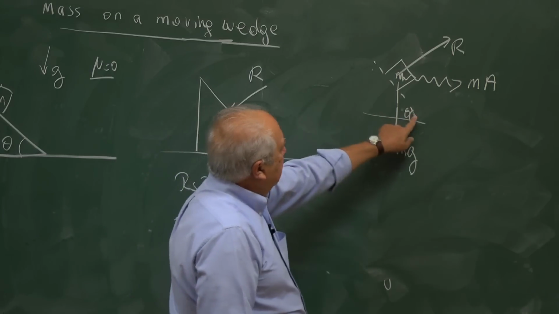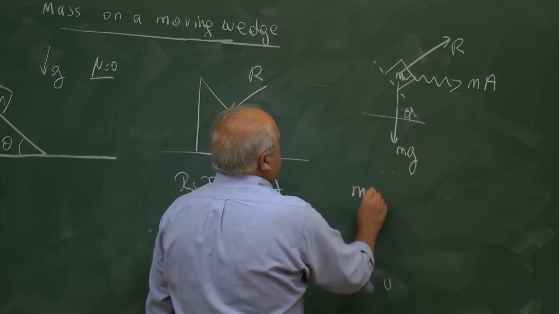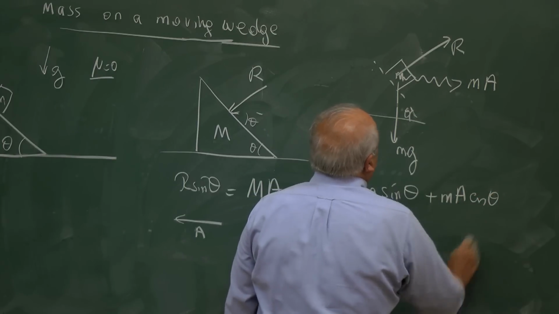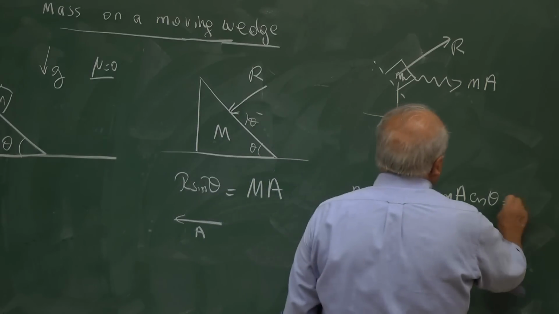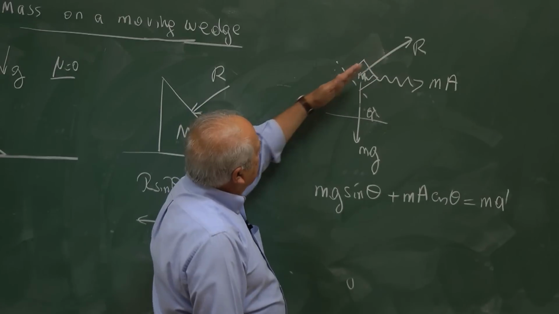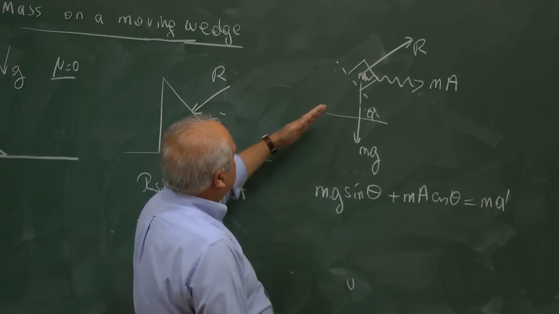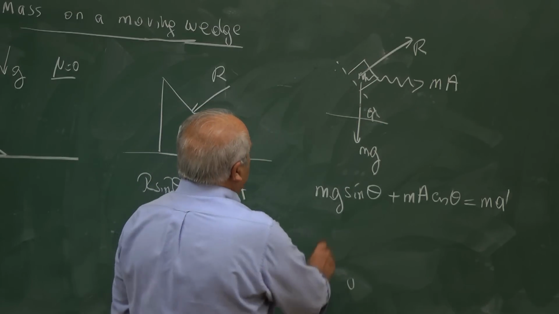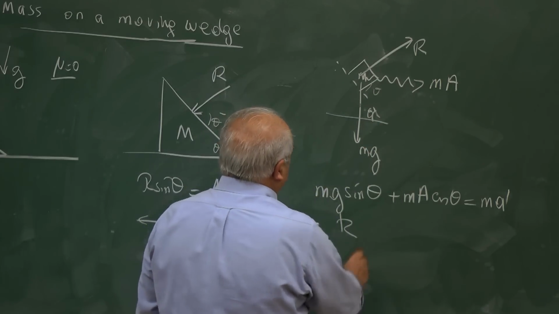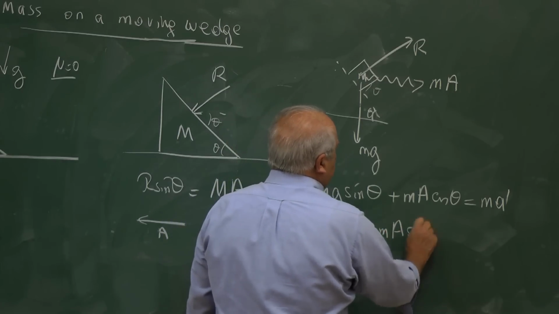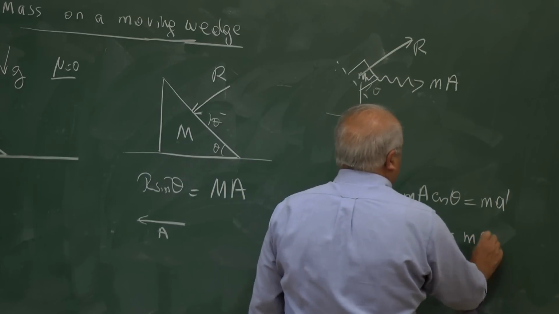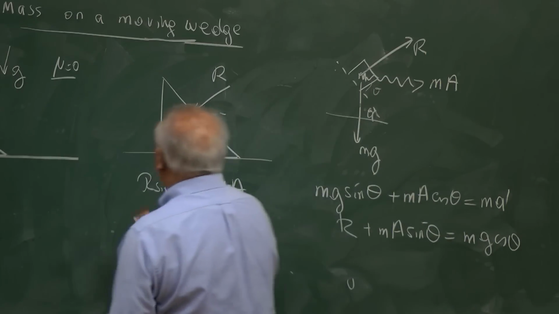Now we write the force equations, okay? It is going down along the incline. So mg sine theta plus ma cosine theta is equal to ma prime. And it's not going into the incline or jumping out of the incline. So this is theta, R plus ma sine theta is equal to mg cosine theta.